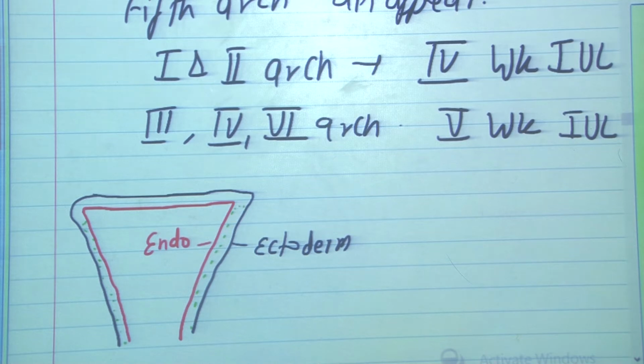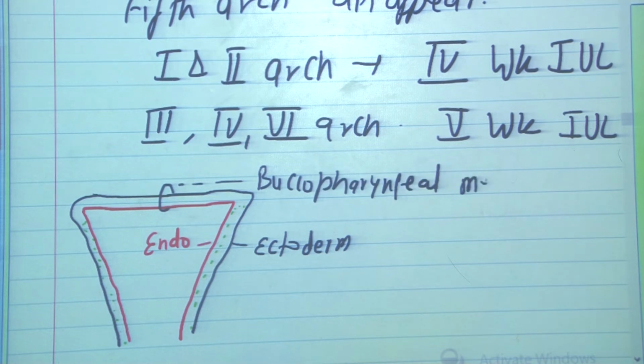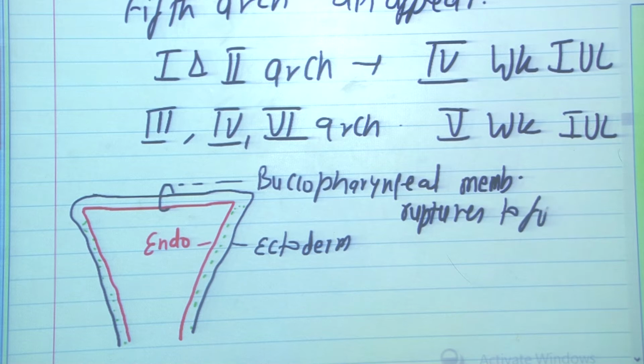This membrane is known as buccopharyngeal membrane. It ruptures to form oral opening. Now what happens, this mesoderm, it shows rod-like thickening.